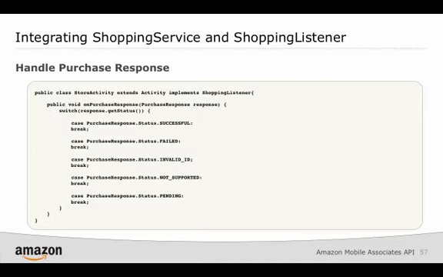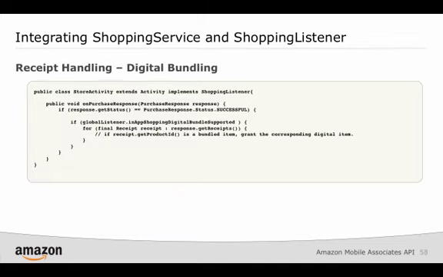Handling the ShoppingListener on-purchase response callback for the digital bundling case is similar to the Direct with Preview, Direct with Detail, and in-app purchase experiences, with a few additions. The handling of the status codes for not supported and invalid ID are the same as for the in-app purchase experience. Failed status indicates that the purchase operation encountered an unexpected error, or that the customer canceled the purchase.